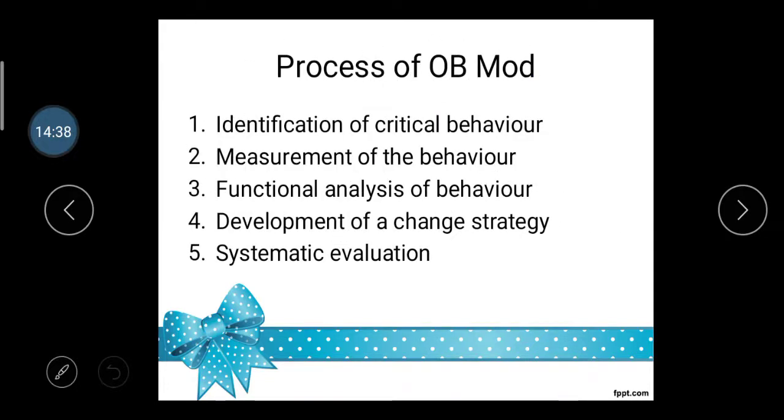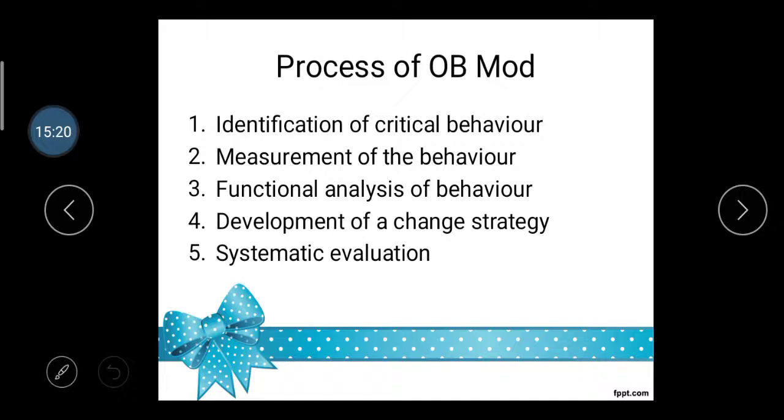Then after the process of the OB model, the first step is identification of critical behavior. If any employee is doing critical or undesirable behavior in the organization, then in the first step they have to identify why this person is doing this type of behavior, and what problems he or she has to face. For example, the timely occupancy of the front line services in the bank. So why is this behavior conducted?